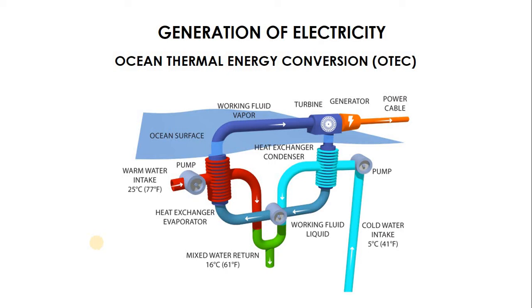So we cannot use that to generate steam to drive any turbine. But ammonia, for example, has a very low boiling temperature. If you bring ammonia to a temperature of 25 degrees Celsius, it will change to steam instantly.